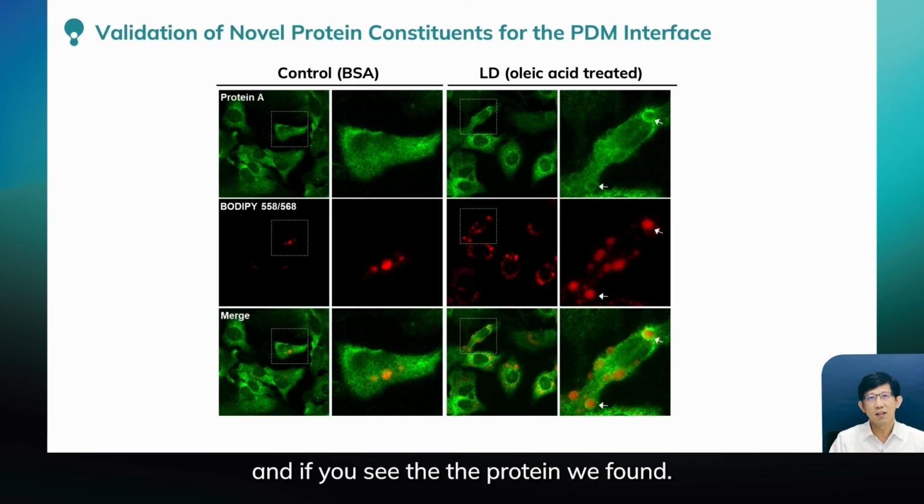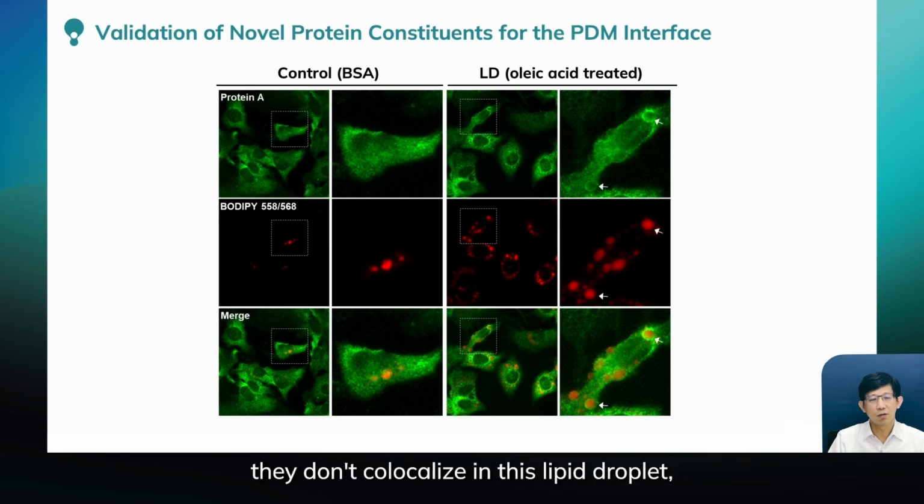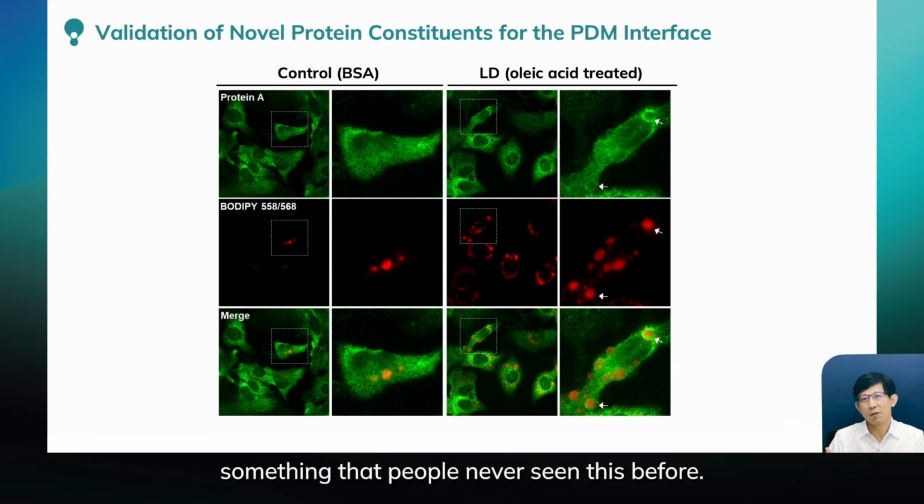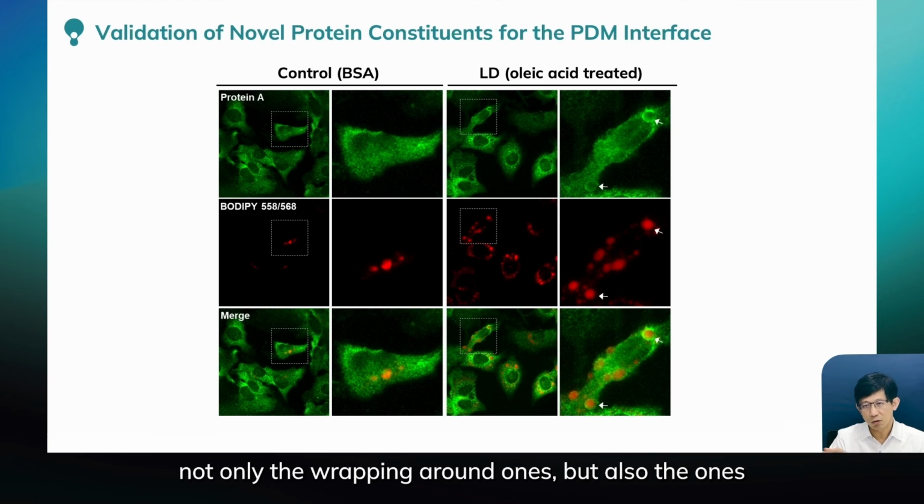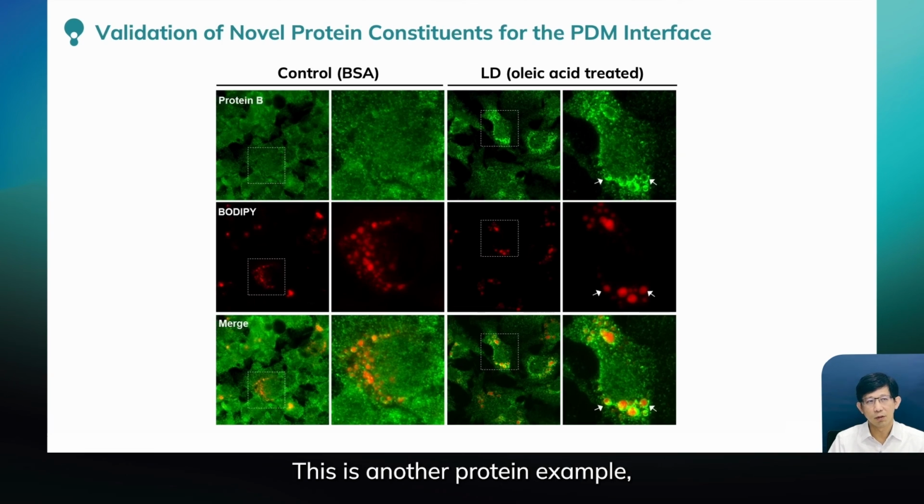And with the proteins we find, this is protein A, you really can see this new phenomenon. Without the oleic acid treatment, this green protein doesn't colocalize with the lipid droplet. But once you treat with oleic acid, it wraps around the oil. People never saw this before. You really identify proteins in a very small area surrounding this oil. And we identify several of them, not only the one wrapping around, but also one that is sporadic at the mitochondria interface.